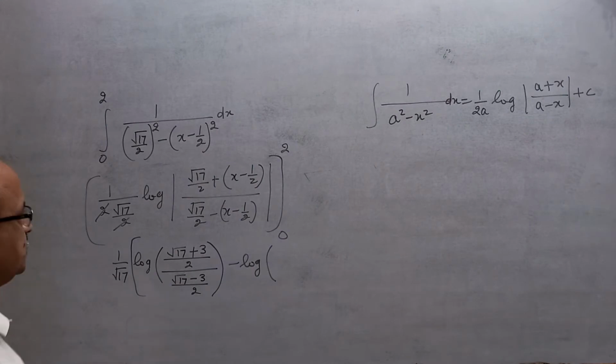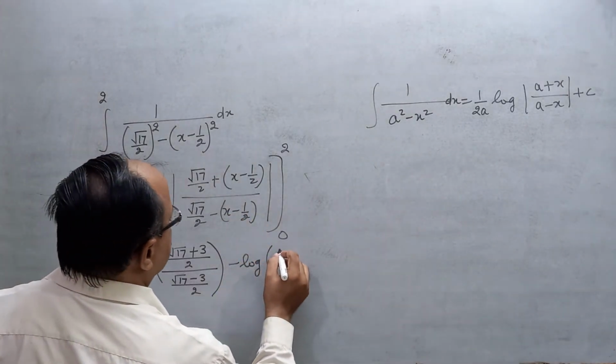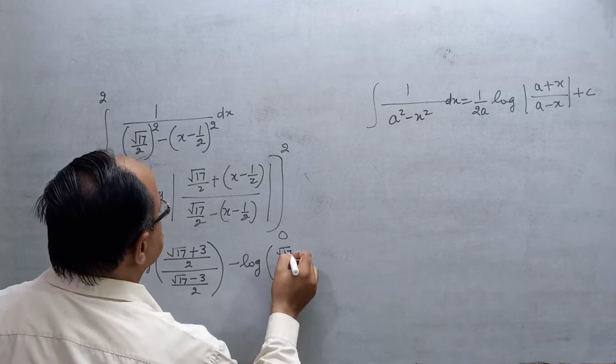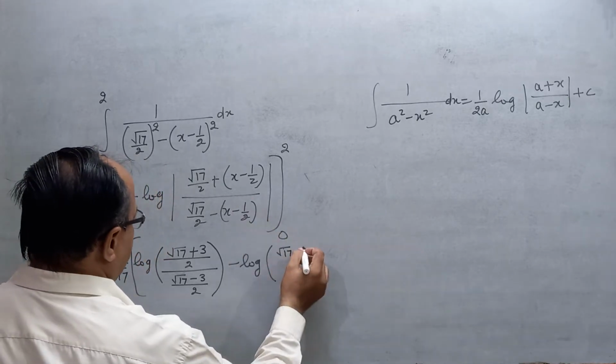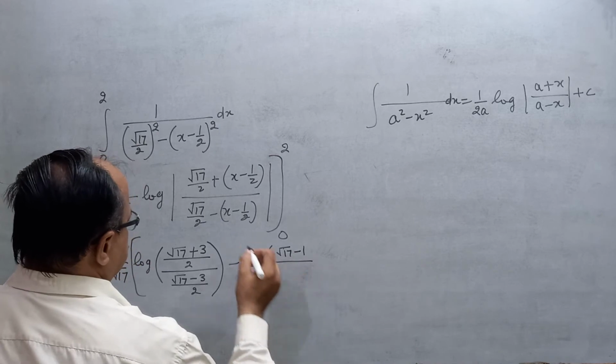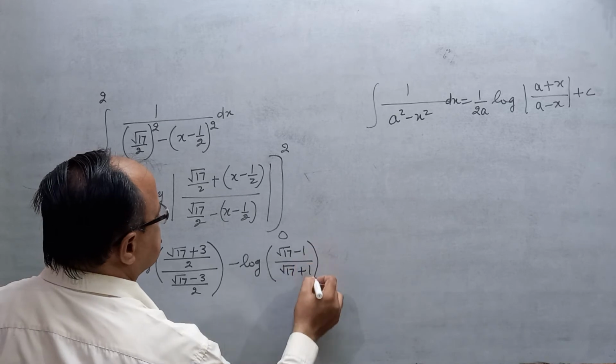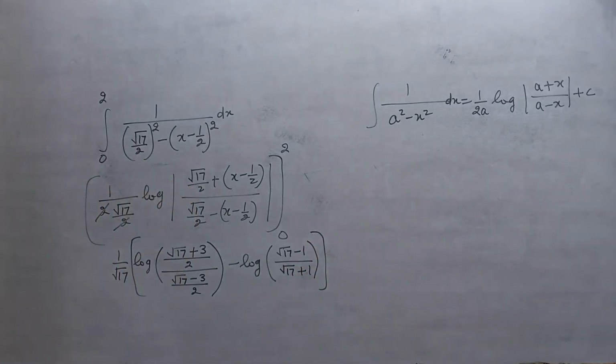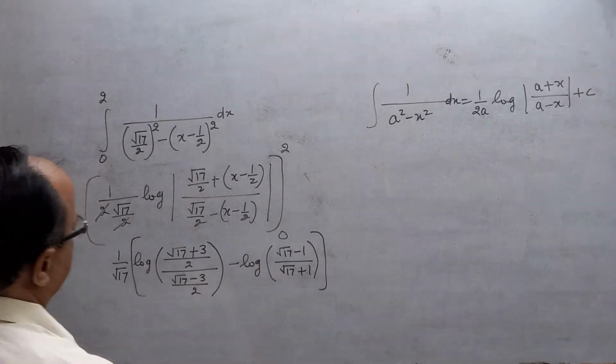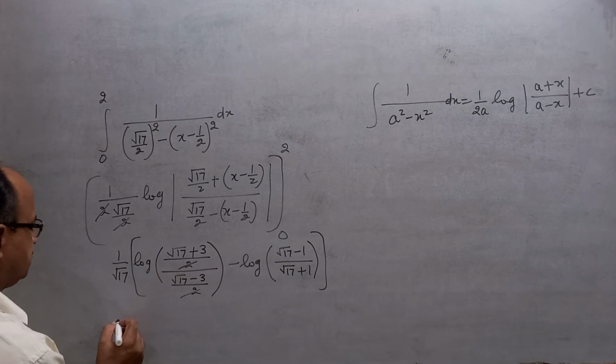Lower limit is 0. When you put here 0, it becomes root 17 minus 1 upon root 17 plus 1. Correct? Check again. When you put here 0, 0 minus half, that is root 17 minus 1 by 2 and root 17 plus 1 by 2. The 2 and 2 cancel. Okay. Now you know that this term will cancel.